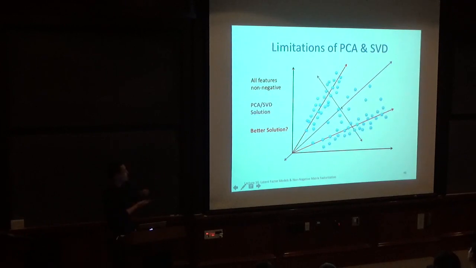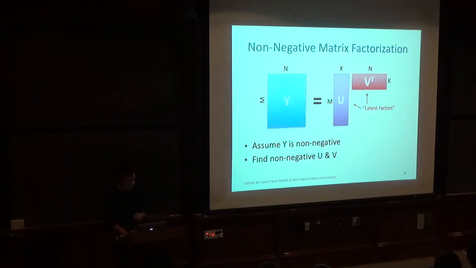And you could argue that for this type of data, finding the red solution as a way of describing the data is better than finding the purple solution. And that leads us to what's called non-negative matrix factorization. So we assume that y is completely non-negative, and we want to find a non-negative u and v that approximates y well.